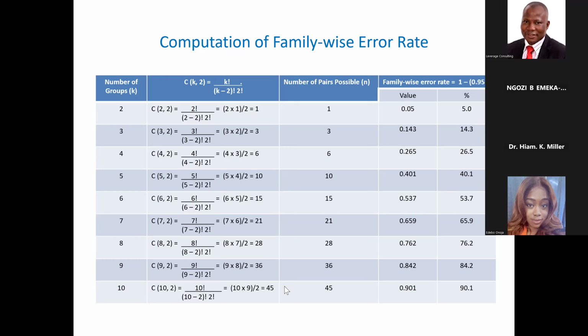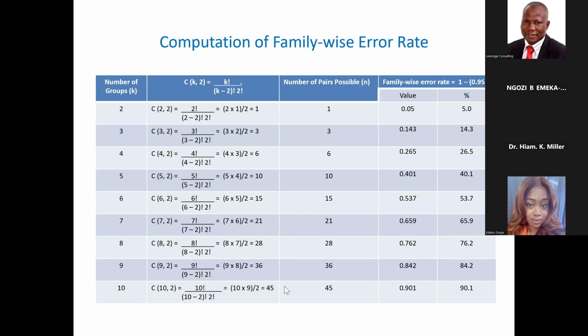That is the error we call a family of tests. When it's a family of 10, it's not only one test. 2, 3, 4, 5, 6. So the possible numbers of pairs are 1, 3, 6, 10, 15, 21, 28, 36, 45. Look at 45, the last one: when you have 10 groups, you pair them in 45 ways. So if you do all 45 tests, your probability of committing type 1 error has increased to 90.1%.